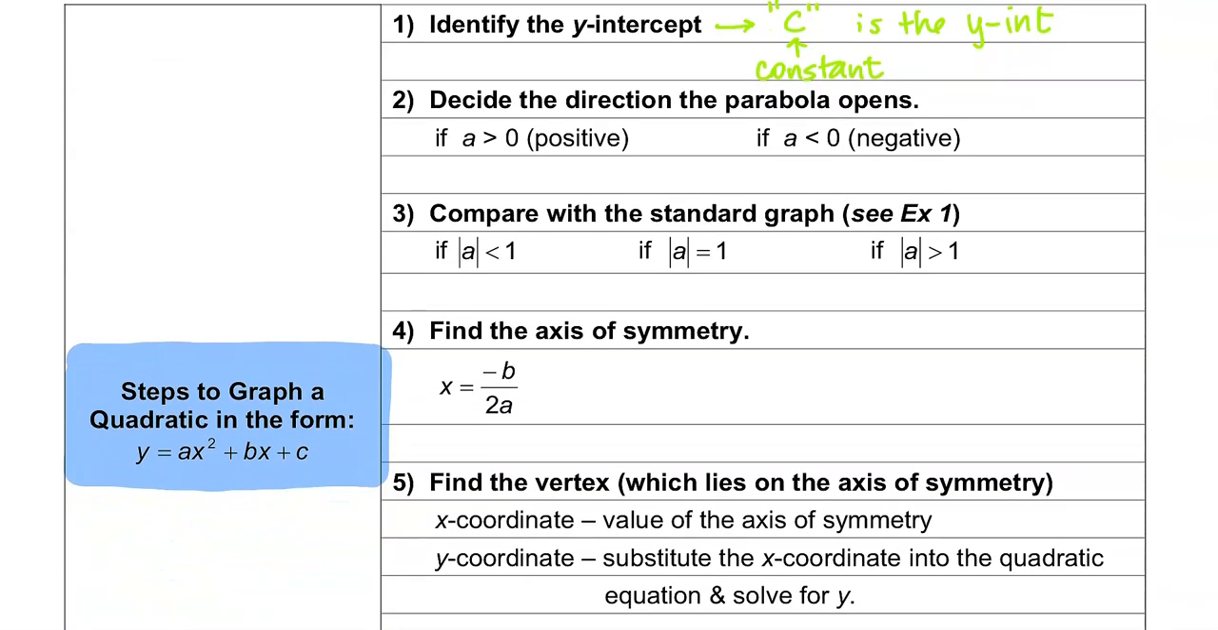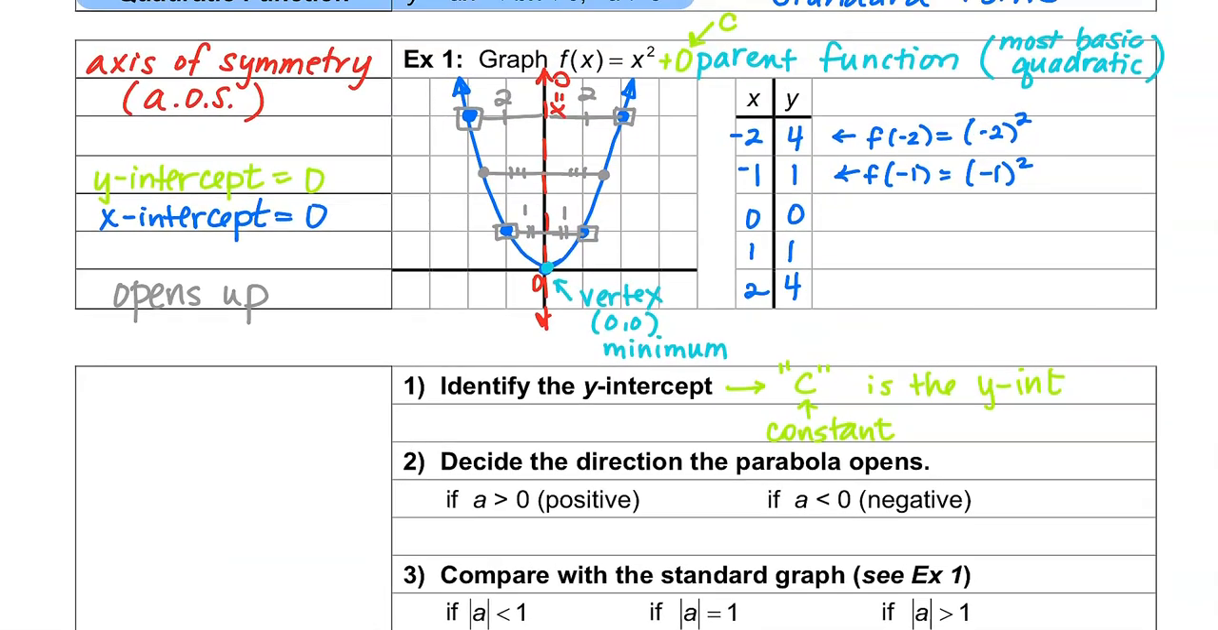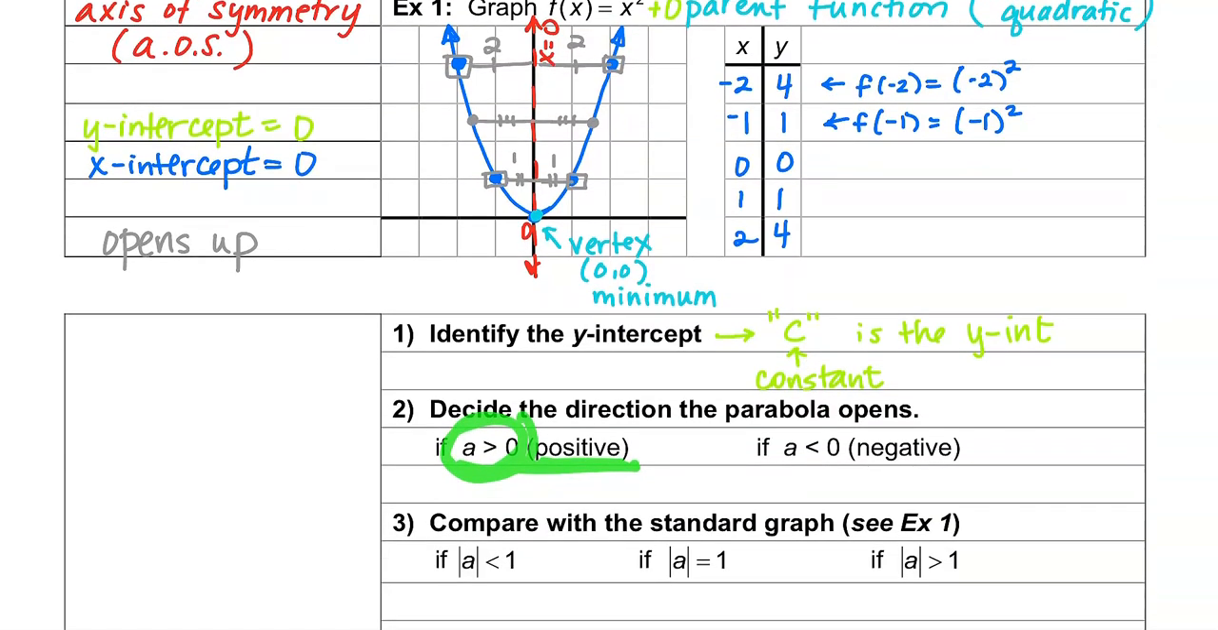Step 2 is decide the direction the parabola opens. This is good. If a, now remember a, is the coefficient of the x squared, so if the coefficient of x squared is greater than 0, that means that it's positive. Which direction is it going to open? Well, positive things, you can think of it this way. It's going to open up. You could think positive things make you smile. And so another thing that we'll know is that our vertex will be a minimum.